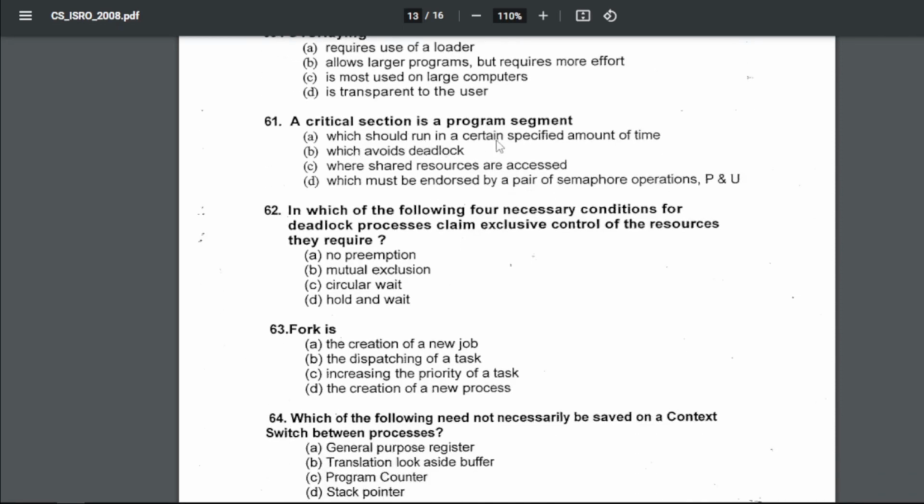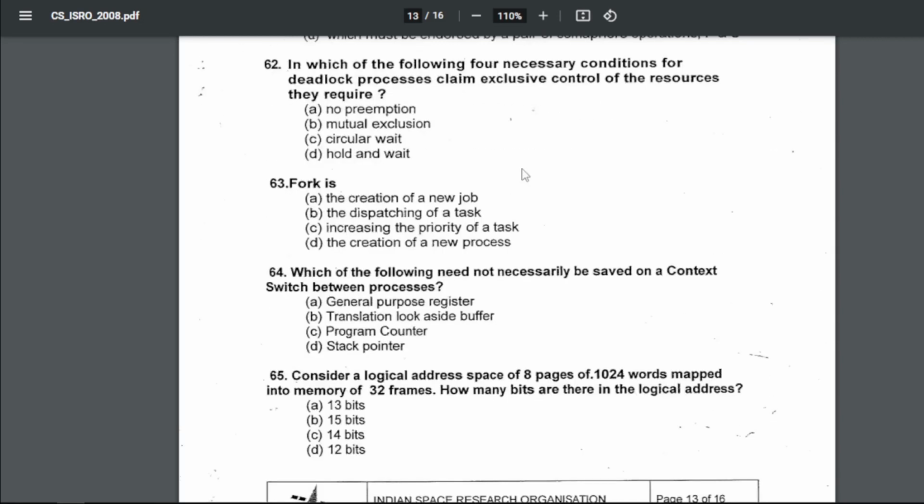A critical section is a program segment where shared resources are accessed. So C will be the answer. A critical section is a program segment where shared resources are accessed.